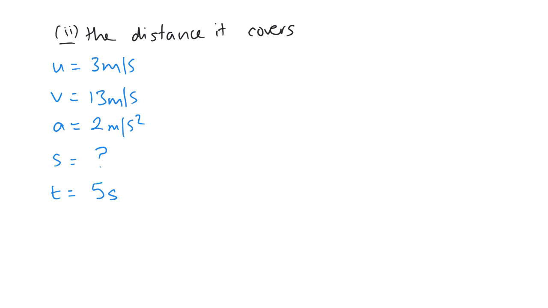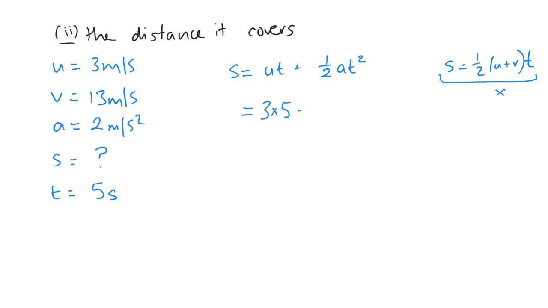Now, there's a couple of equations we could use here. I'm going to use s equals ut plus a half at squared. You could also use s equals a half times u plus v times t. I've decided not to use that because the v is the one I've calculated myself in part 1. So just in case I made a mistake, I'm not going to use this one. I'm going to use s equals ut plus a half at squared. So 3 times 5 plus a half times 2 times 5 squared, that's 25. So we have 15 plus 25, which is 40, and s is distance, so that's in meters.